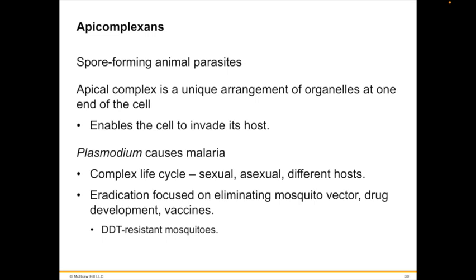The apicomplexans, they form spores, and they have that apical complex, a unique arrangement of organelles at one end of the cell. It's called the apical complex, and this is what is used to invade the host. So the best known apicomplexan is the malarial parasite Plasmodium.